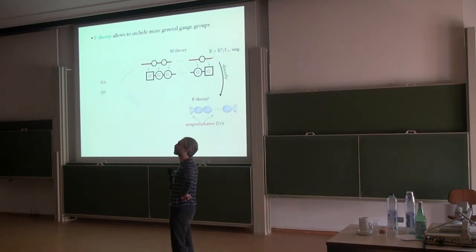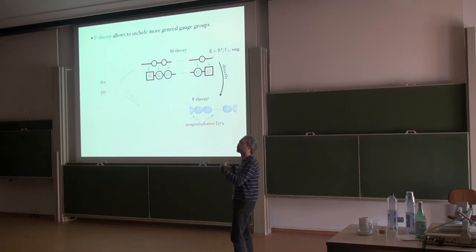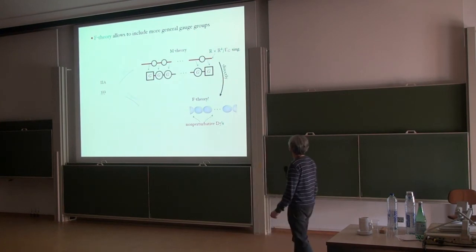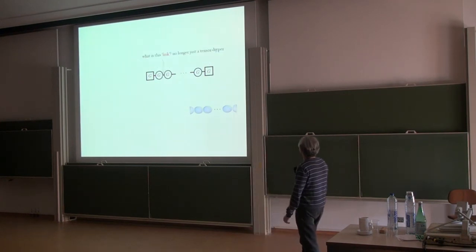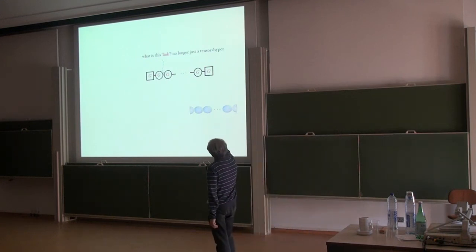I mean the seven-branes of F theory. I call them non-perturbative because F theory is supposed to be a non-perturbative completion of type IIB. So, let me skip that. But now there's your question, if you want. So, what the heck is this link? I mean, I have this graph, but what does this mean?